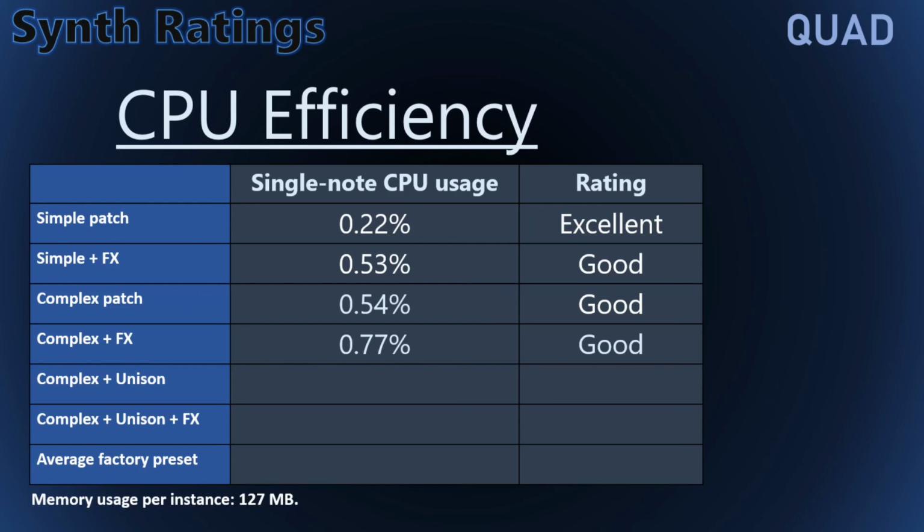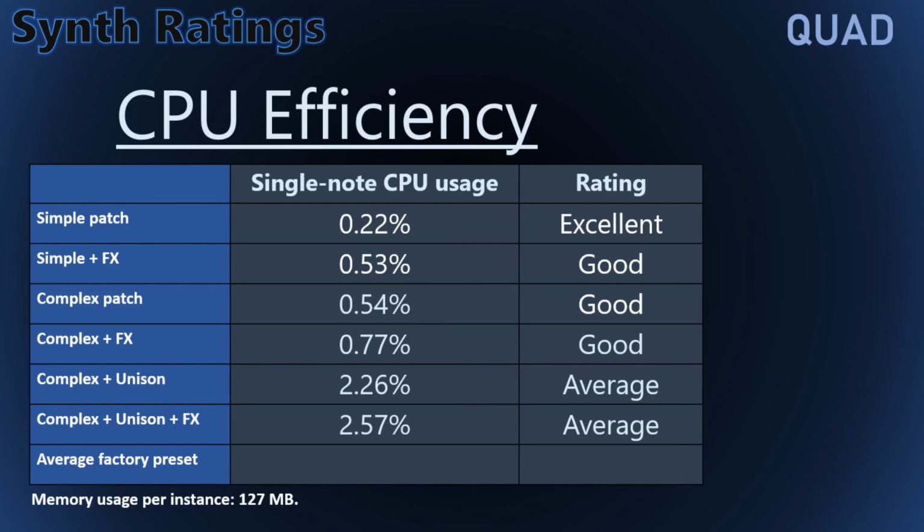The scores are 0.54% for the complex patch without effects and 0.77% with effects, both of which are good. The real test usually happens when we add unison to this. For Quad, the numbers with unison increase to 2.26 and 2.57% with effects added, which is an average score. But remember that some synths totally fall apart when you add unison here.